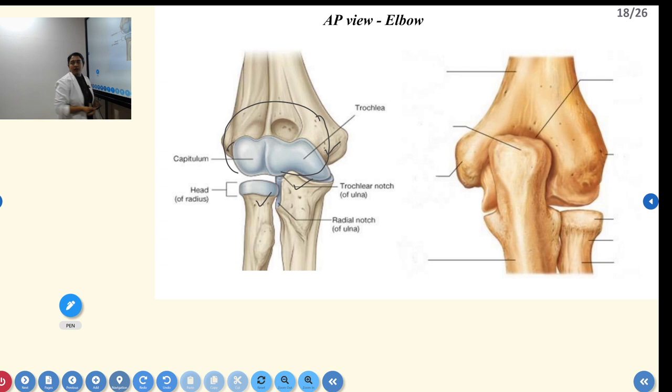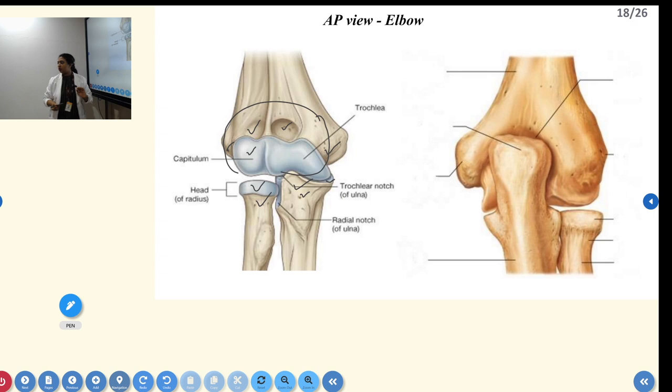Now in this lower end of the humerus, this medially placed prominence is called the trochlea, which is pulley shaped, and here we have the round capitulum. Now above the trochlea we can see a fossa, and this is known as the coronoid fossa. Above the capitulum this fossa is called the radial fossa. Now coming to the upper end of the radius, this is called the head of the radius, and here we have the coronoid process of the ulna, and this cavity here is called the trochlear notch.